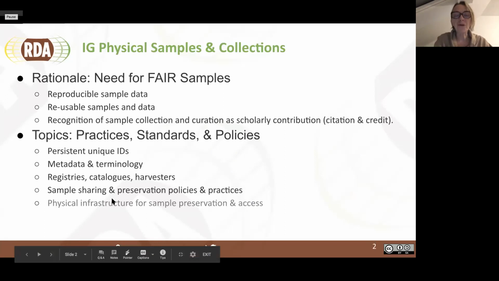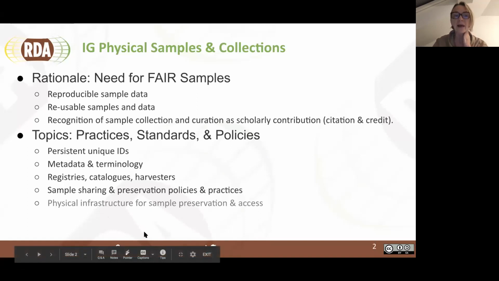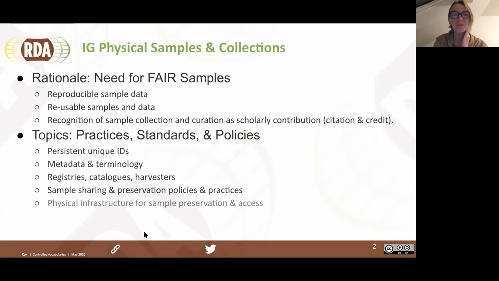Okay, so for those of you who may not have participated in any of the sessions of this interest group yet, I've just put up one slide to summarize the rationale for establishing the physical samples interest group, and the topics that we have discussed and addressed throughout our existence.